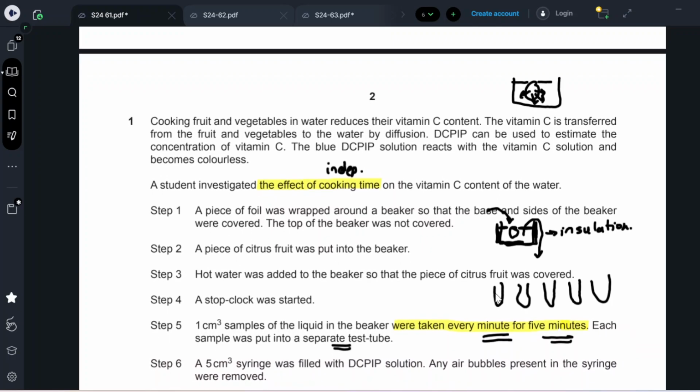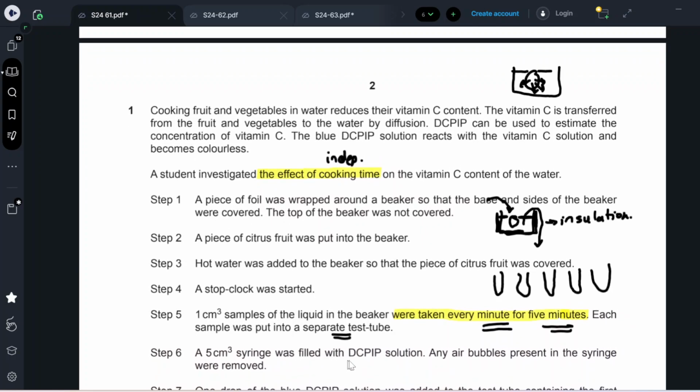What did I do after? I got a syringe with DCPIP solution, 5 cubic centimeter of DCPIP. If there is any air bubble in the syringe, you have to remove it. You move the syringe so that the air bubble goes to the top and you remove the air bubble outside.